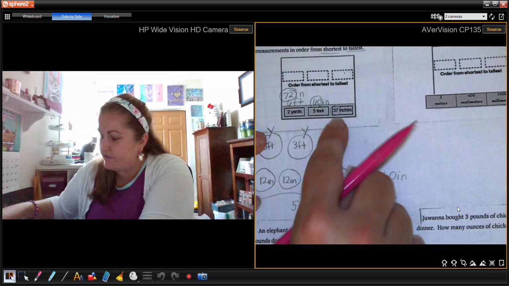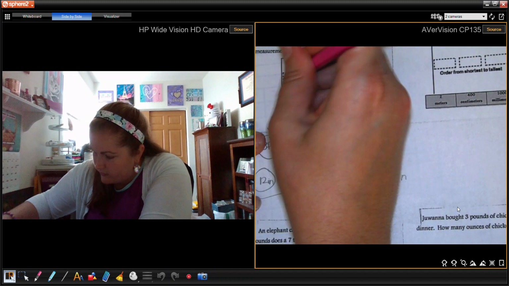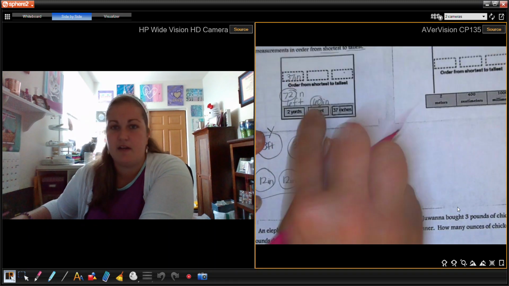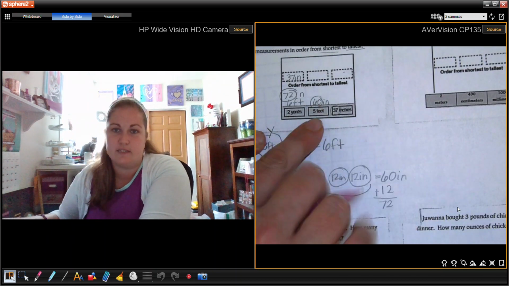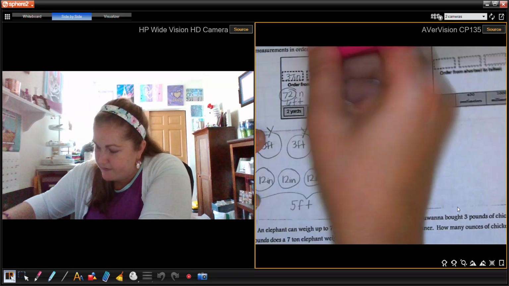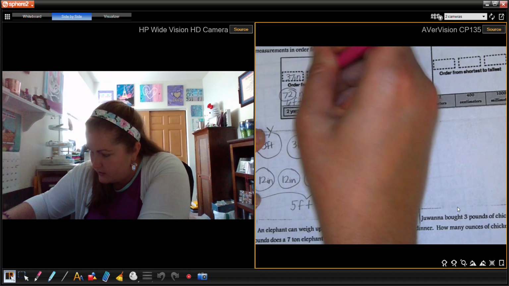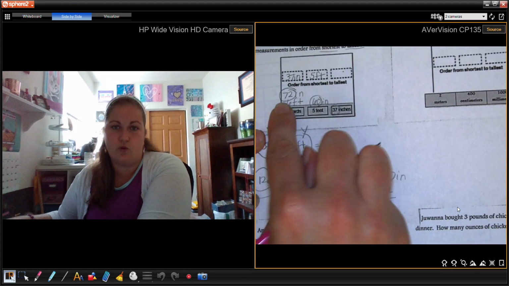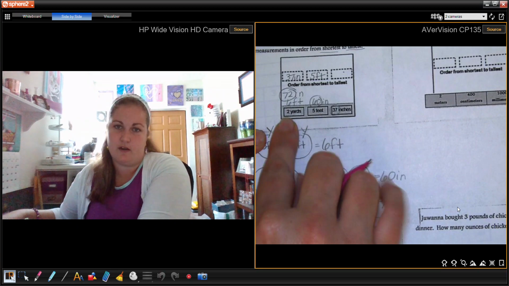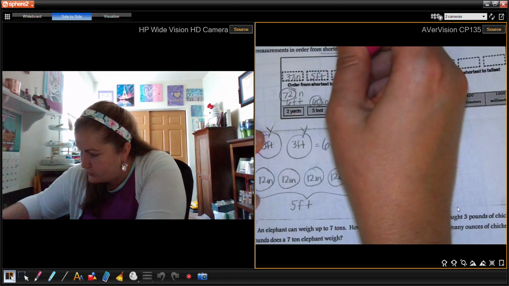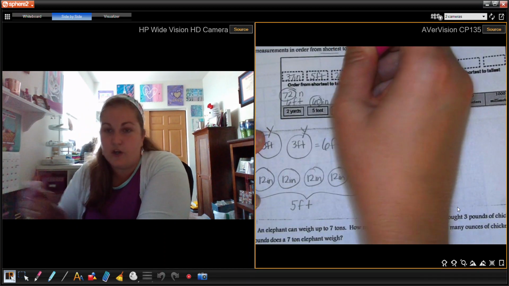So my 37 is the shortest, so I'd write in 37. My 60 inches is next, but I'm not going to write in 60. I'm going to write in 5 feet because that's what I was given. And then the next one is 72 inches, but I'm going to write in 2 yards. 2 yards.